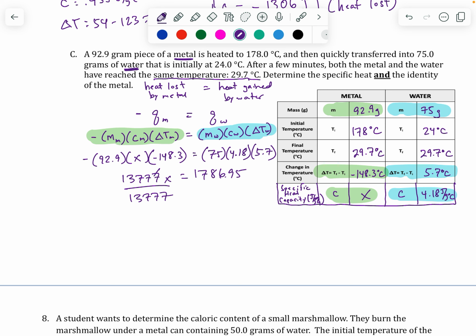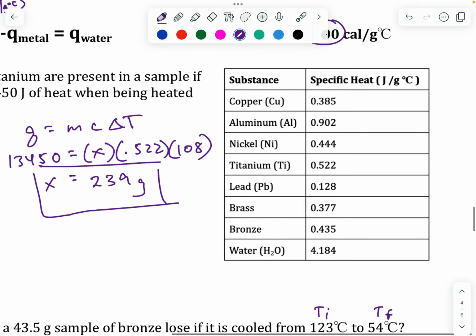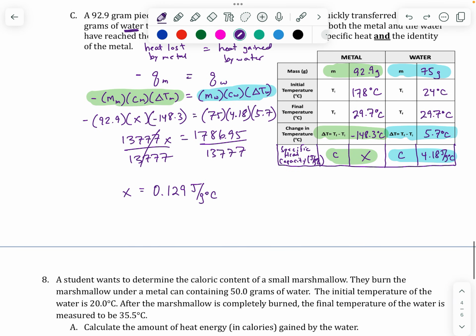We divide by what's being multiplied to the variable to get the variable by itself. We should end up with an X, or a specific heat value for the metal, of about 0.129 joules per gram degrees Celsius, which means that we can come up here to our specific heat table and identify that, hey, that is lead, right? Because it's so close there. And so we know that this is lead.